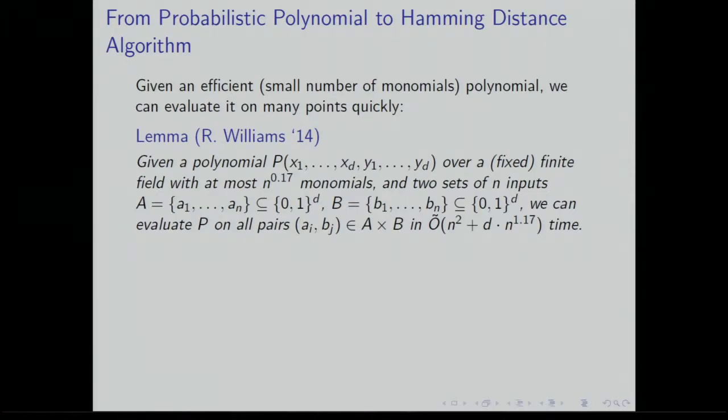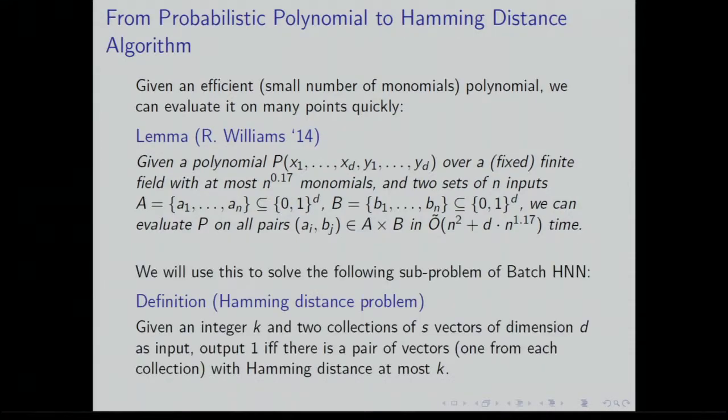Then normally, if you just do this in the really obvious way, it would take n times... Oh yeah, we have this requirement that there are at most n to the 0.17 monomials, for a technical reason. So normally it would take n times n to the 0.17 time to do this in the really obvious way. But using fast rectangular matrix multiplication, you can actually get it down to about n squared time. And this surprising speedup is where our surprising speedup for our later problem is going to come from. Basically, if you have a polynomial that does not have too many monomials, then you can evaluate it on lots and lots of points faster than you would expect.